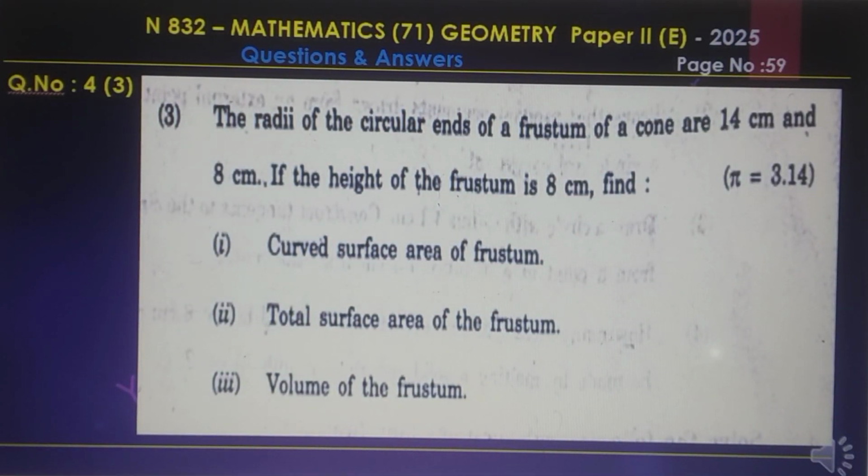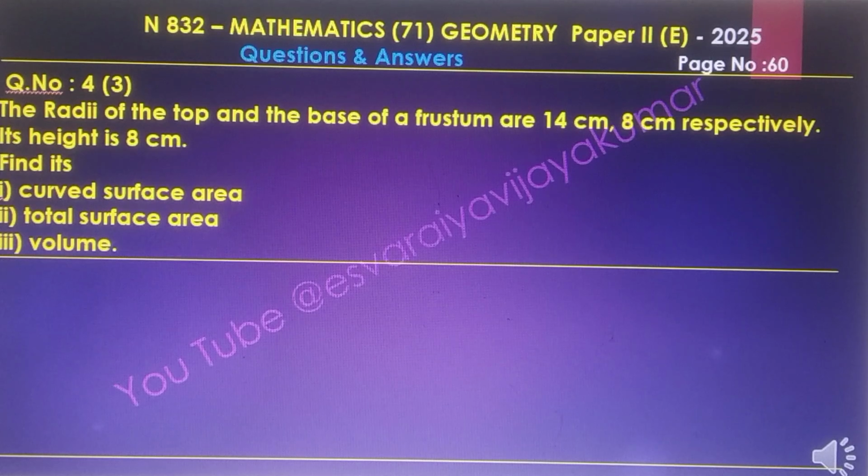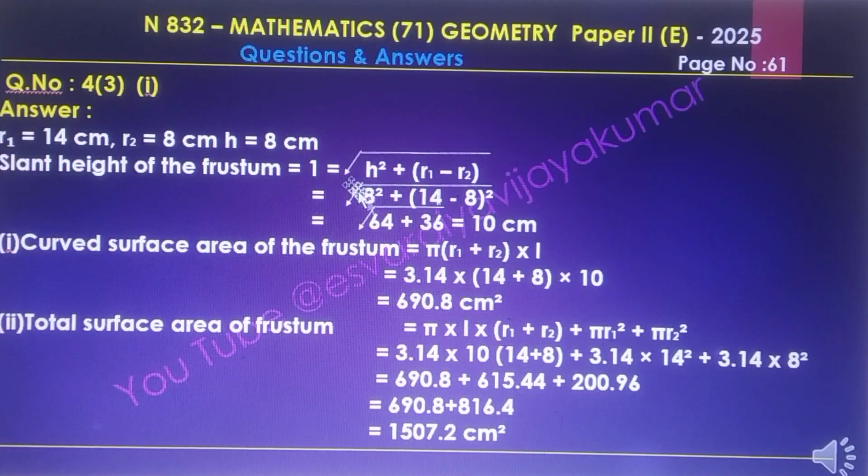The radii of the circular ends of the frustum of a cone are 14 cm and 8 cm. If the height of the frustum is 8 cm, find the curved surface area of the frustum, the total surface area of the frustum, and the volume of the frustum. And here is the solution: l equal to root of h square plus (r1 minus r2) square, 8 square plus (14 minus 8) square, 64 plus 36, equal to 10 centimeters.